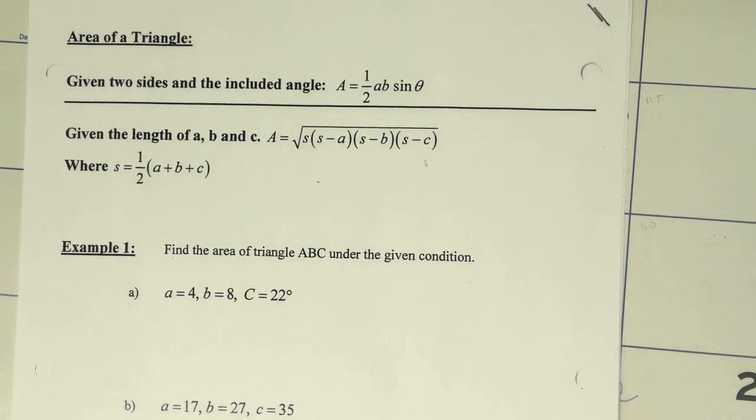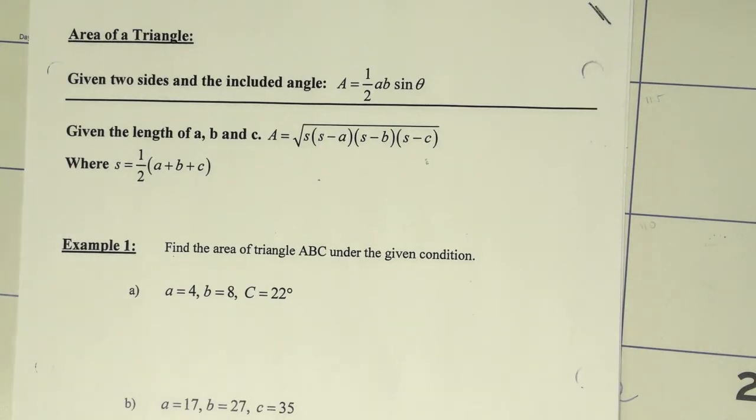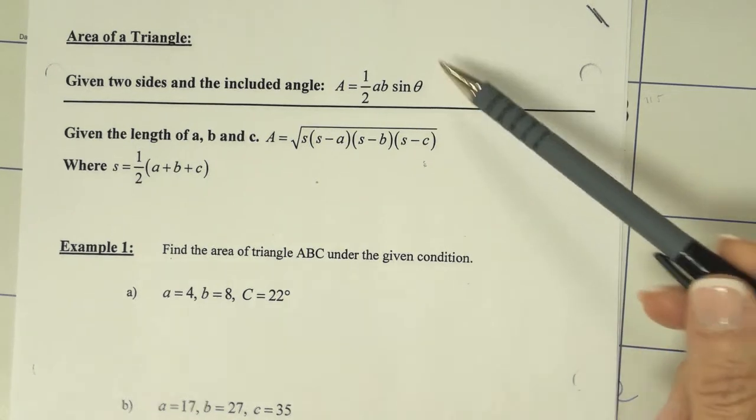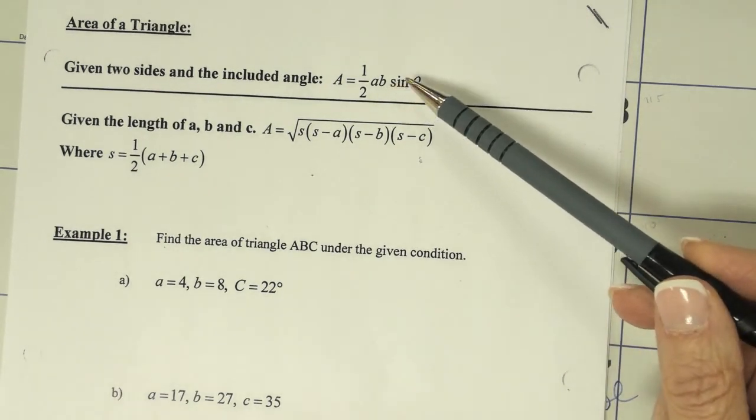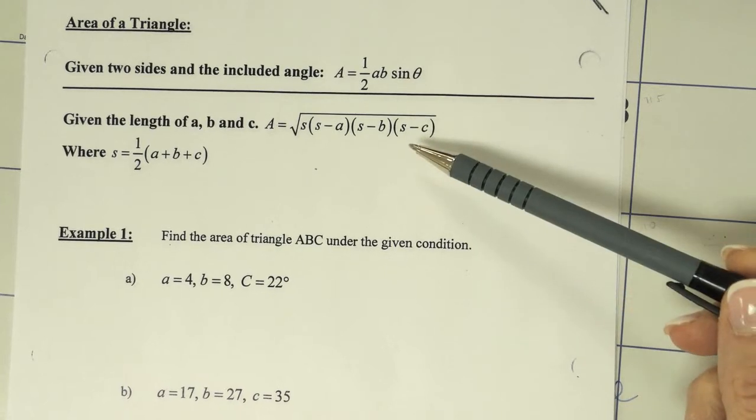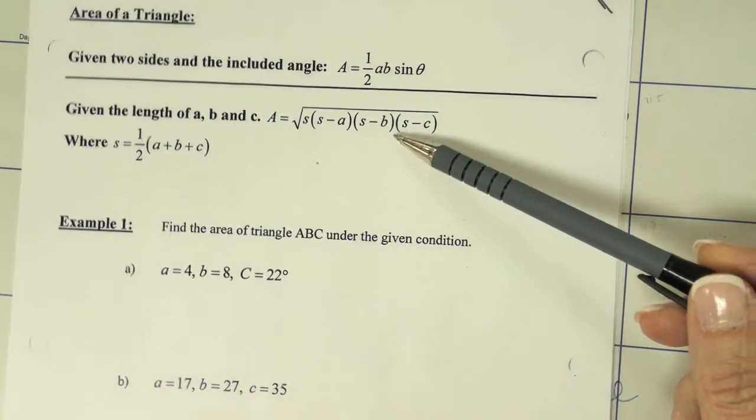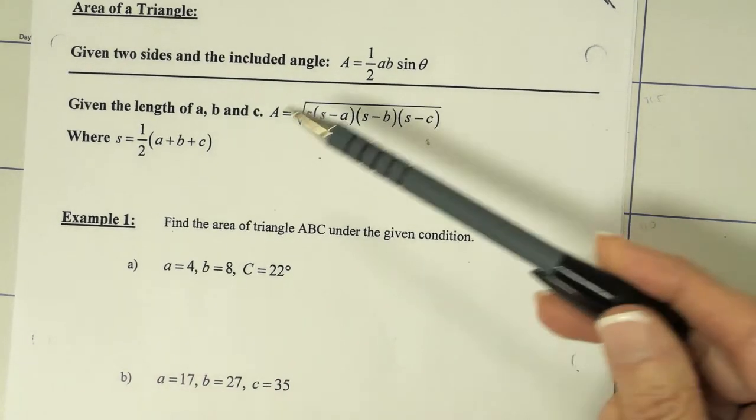All right, we're looking at finding the area of an oblique triangle. And we've got two formulas. This first one you've seen before. This one is when you're given two sides and an included angle. And then this new one is actually called Heron's formula.